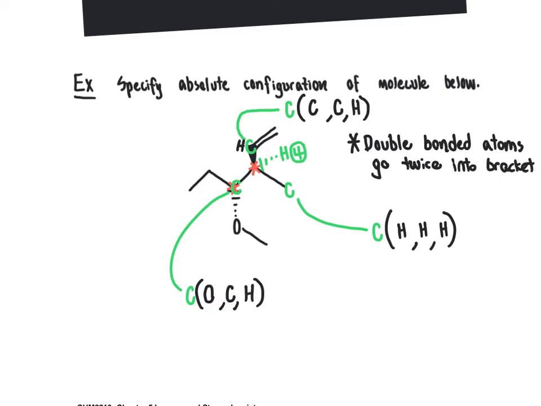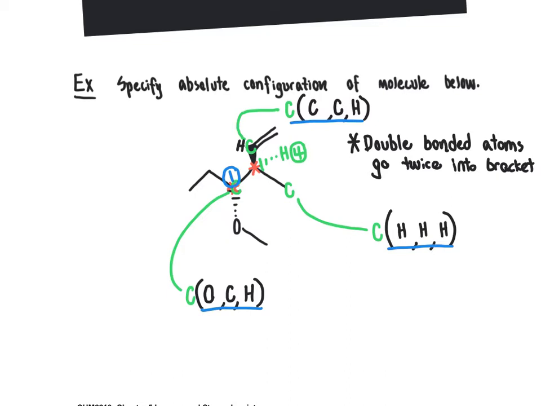Now what we will do is take these 3 groups and compare the atoms that are present in each of those brackets. So we have carbon, carbon, and hydrogen to compare to H, H, H, or O, C, H. We're basing this comparison on the atomic number of the highest group that's in those brackets. So of all the brackets, our highest group is the oxygen right here, and so that's going to be the highest ranked group. So we'll call that number 1.